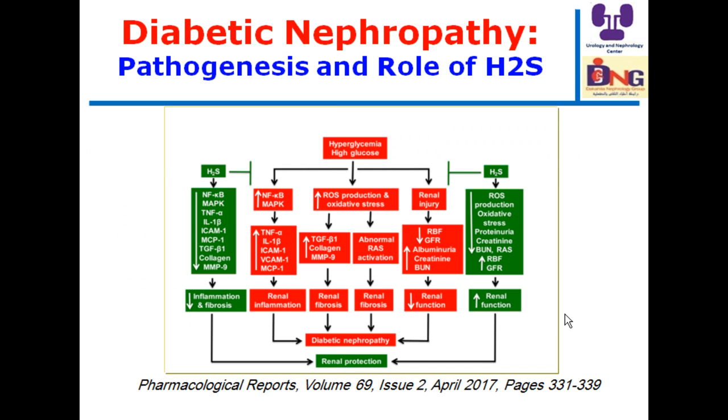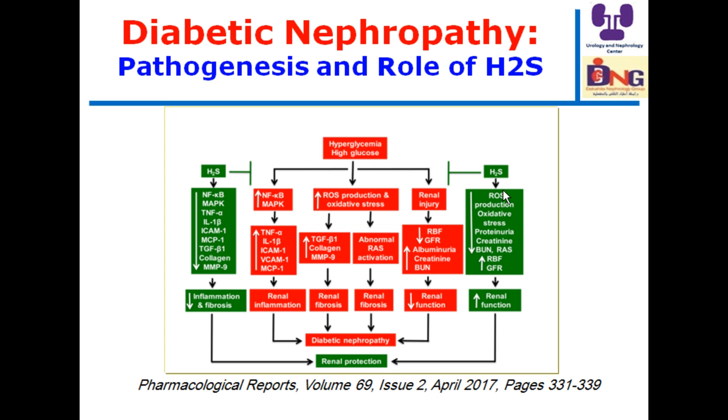If we look at the glucose toxicity, these are the mechanisms beyond the glucose toxicity: increasing inflammatory markers like nuclear factor kappa B, MAP kinase, and TNF alpha, and the inflammation, increasing reactive oxygen species, renal injury, and all these mechanisms are inhibited by hydrogen sulfide. So hydrogen sulfide may be renal protective and a friend for the kidney.